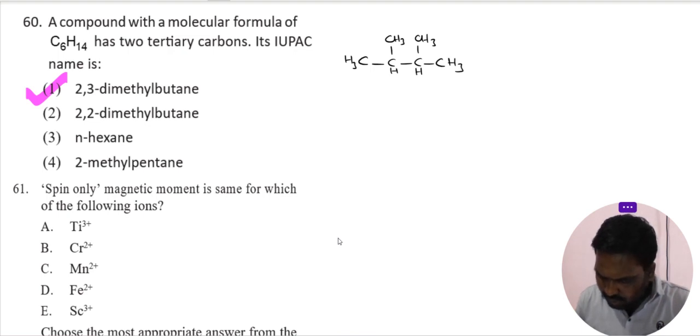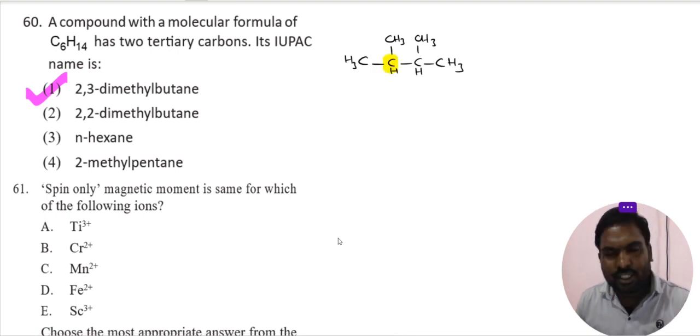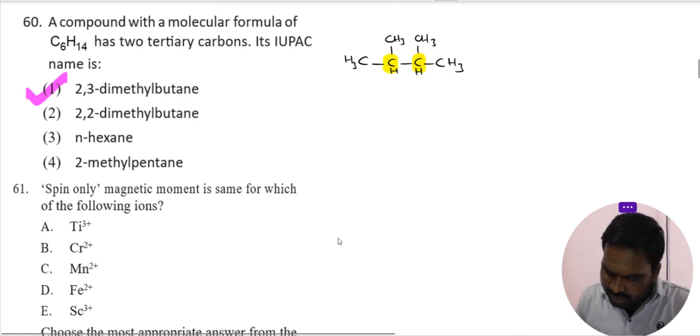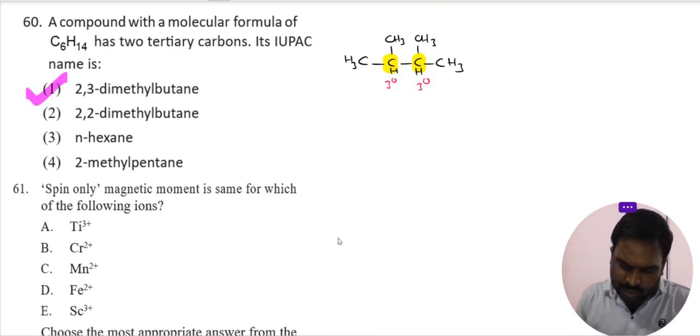Okay, this is 2,3 dimethyl butane. You know, this is a tertiary carbon connected with three carbon atoms. This is also a tertiary carbon atom. Then two tertiary carbon atoms. So option 1 is the right answer. Understood? Now 2,2 dimethyl butane.